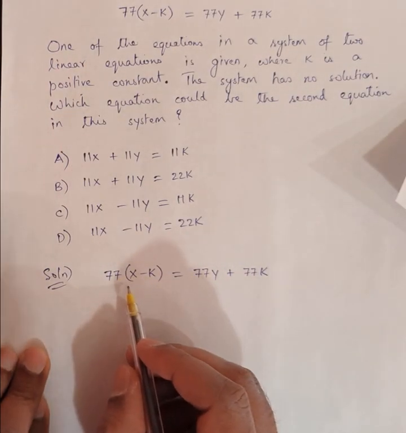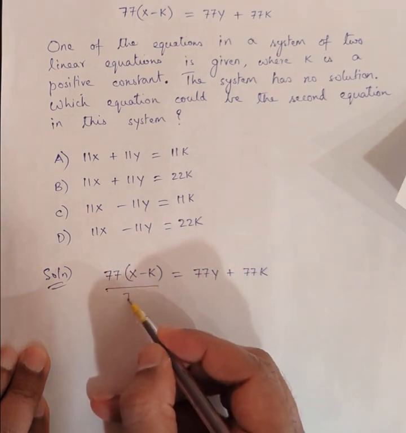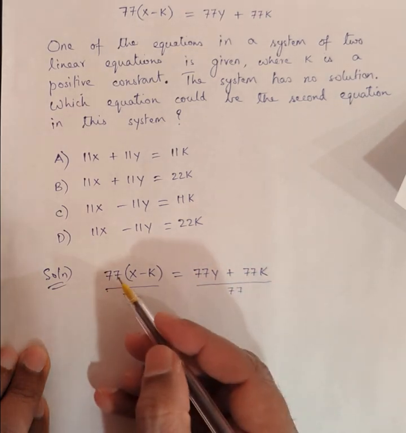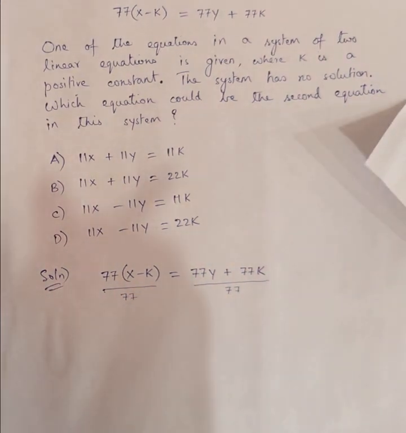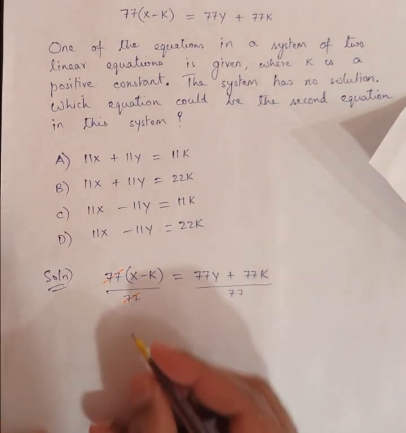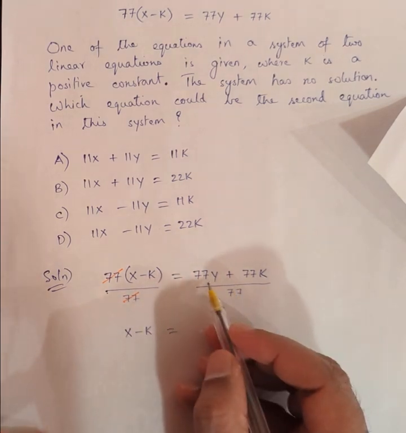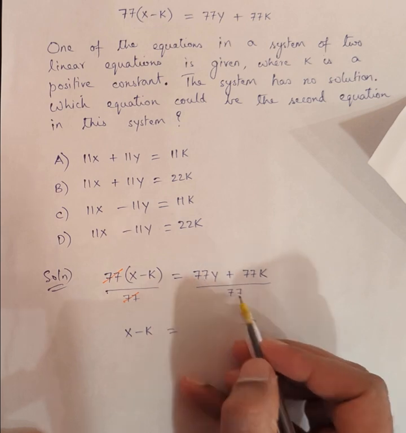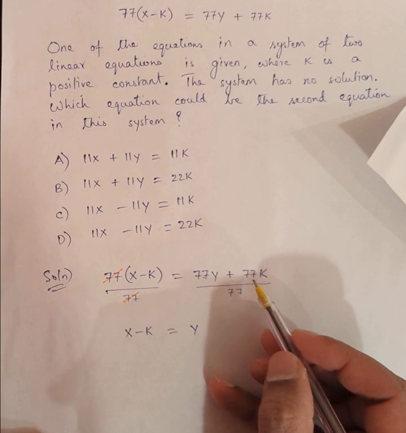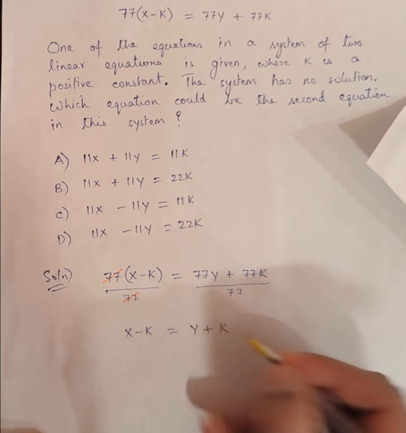Let's divide both sides by 77. If I divide both sides of the equation by 77, then on the left, the 77 in the numerator cancels with the 77 down below, leaving me with just x minus k. On the right side, 77 over 77 is just 1, so this is going to be just y. The 77s cancel each other out, and here also 77k over 77 is just k.